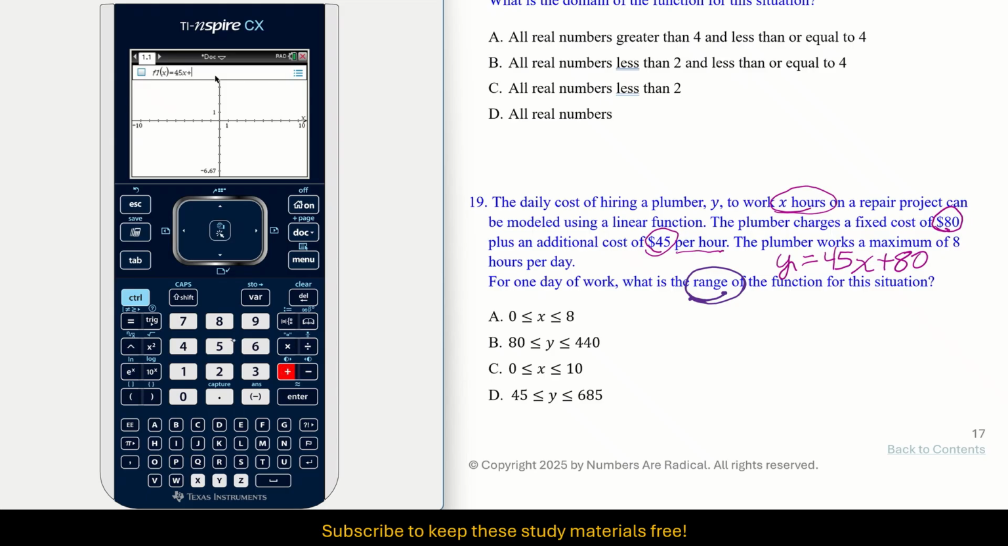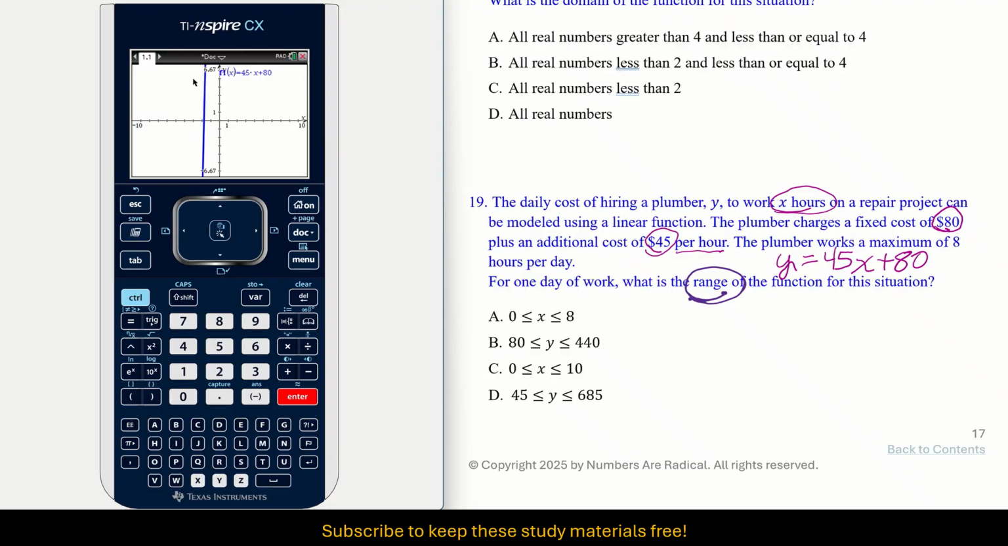45x plus 80. Let's make sure I entered it correctly. Well, actually, it's typed. So now that I see it's typed correctly, now I enter it. See the difference? Sometimes students say, I entered it, it's not doing anything. Well, actually, you've typed it in and you haven't entered it yet. You got to tell the calculator what to do, right?